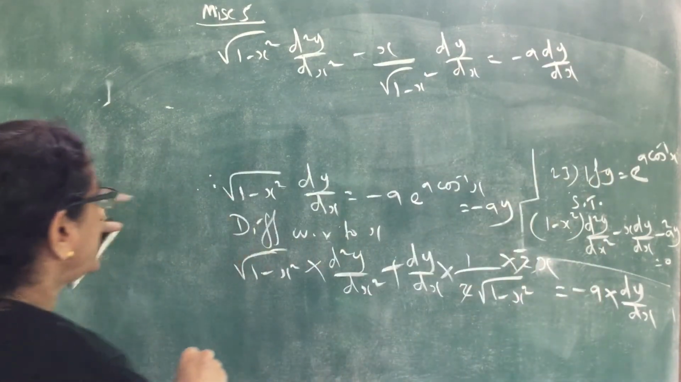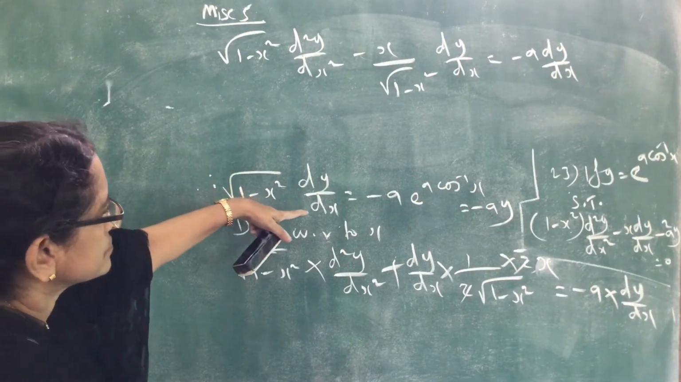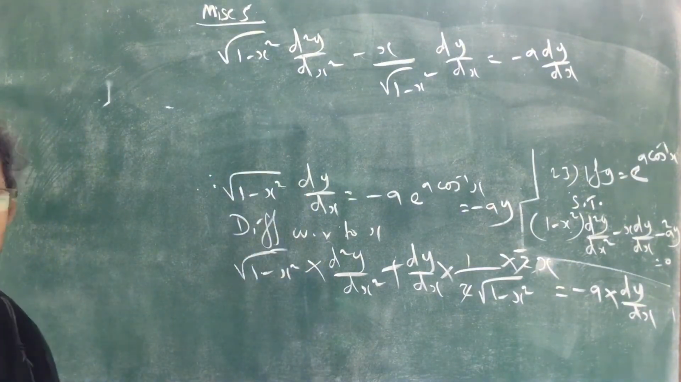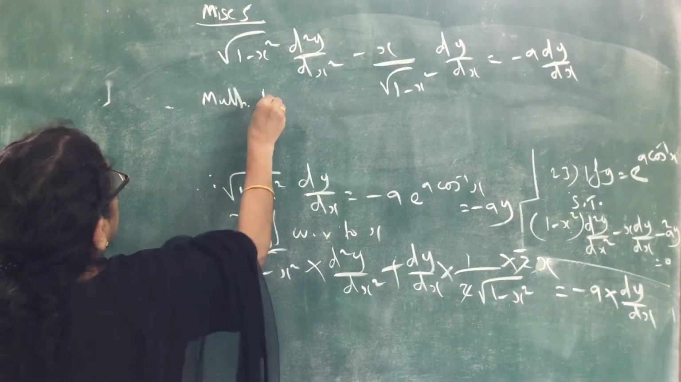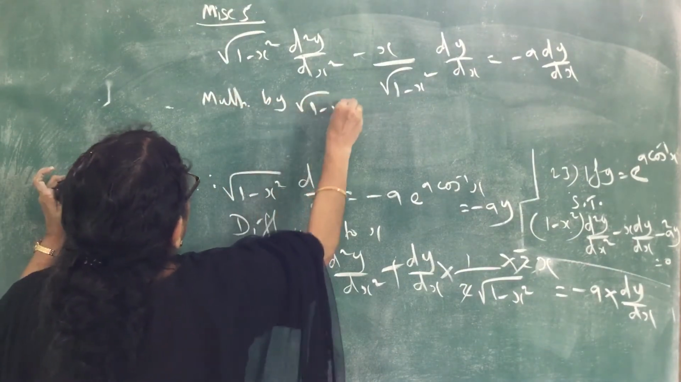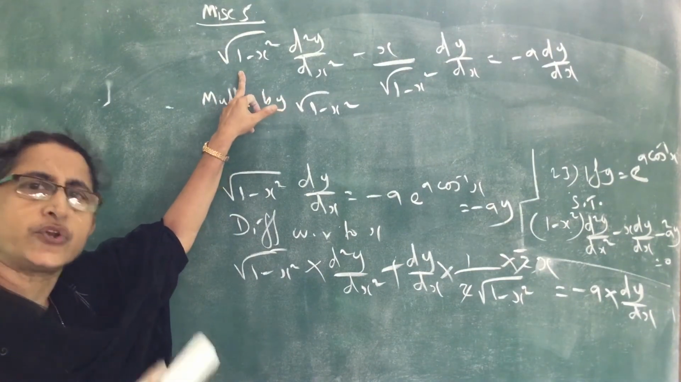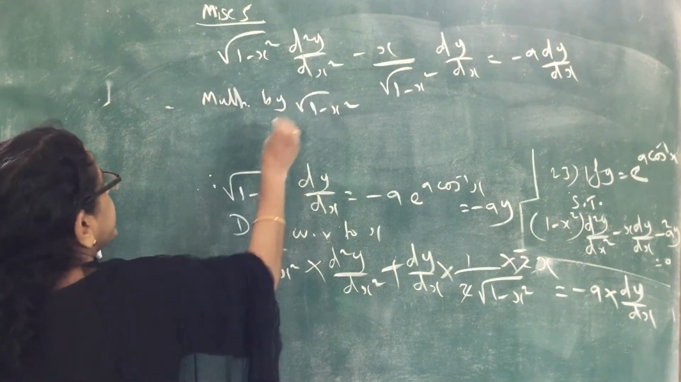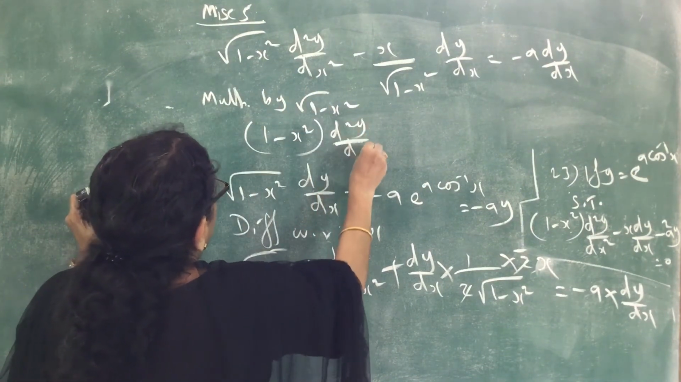Now here we can multiply by root of 1 minus x square. When we multiply, what do we get? Root of 1 minus x square into root of 1 minus x square, that is 1 minus x square. So in this term we get 1 minus x square into d square y by dx square.